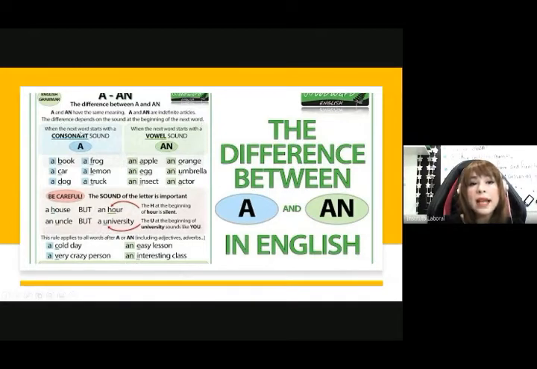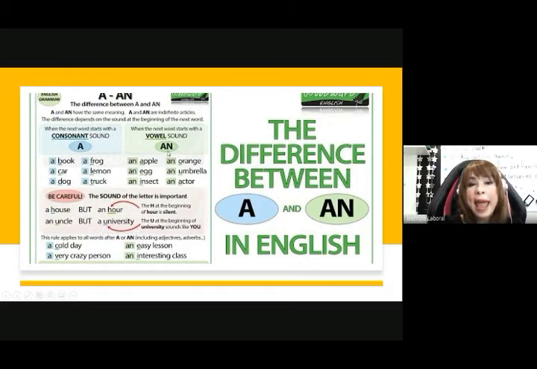Okay? When the next word starts with a consonant sound, we use a. For example, a book, a car, a dog, a frog, a lemon, a truck. All these nouns start with a consonant sound. We use a with consonant sound.